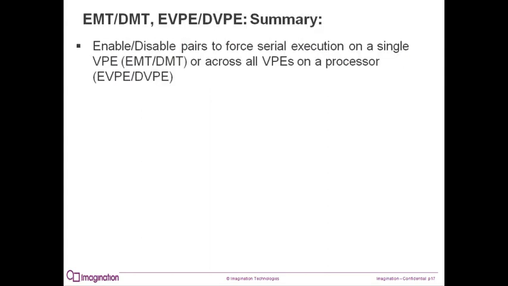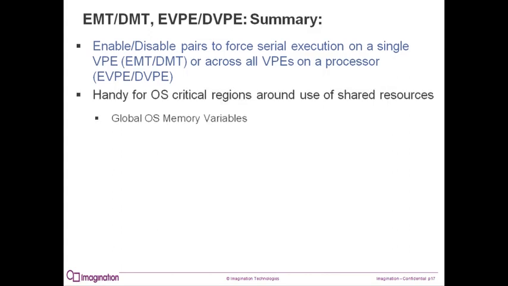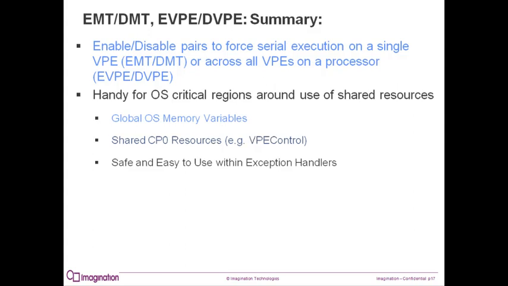In summary, the disable instructions force serial execution on a single VPE using the DMT instruction or across all VPEs on the processor using the DVPE instruction. This is handy for OS critical regions around the use of shared resources, such as global OS memory variables and shared CP0 resources like the VPE control register. They are safe and easy to use within exception handlers.